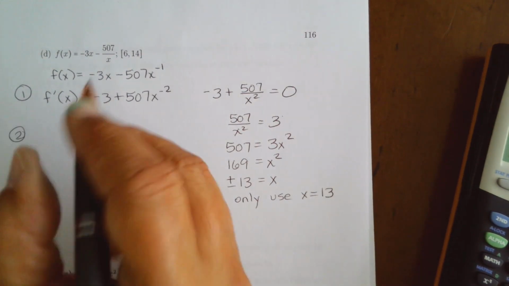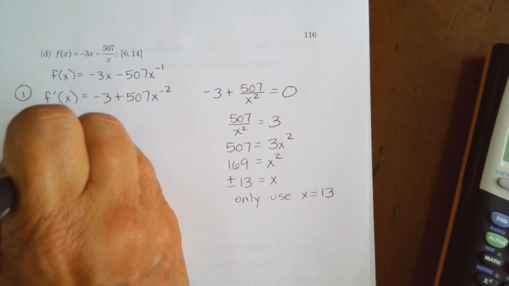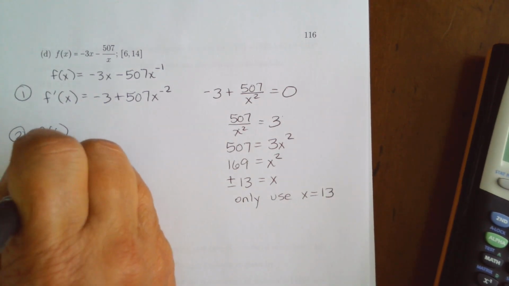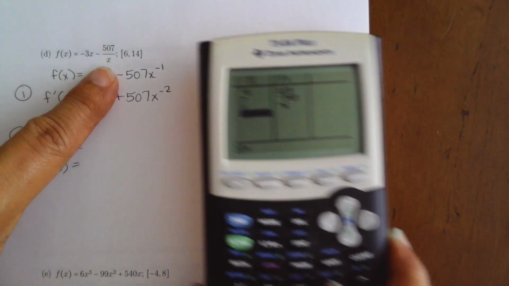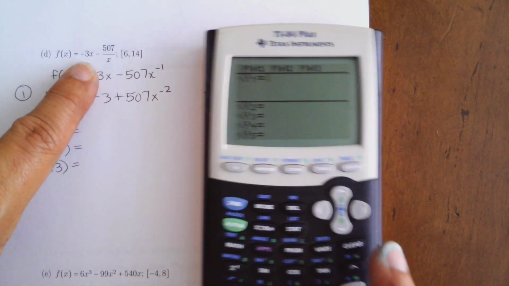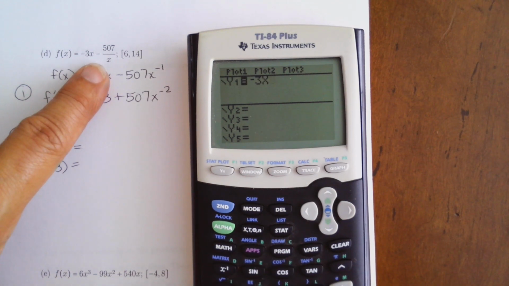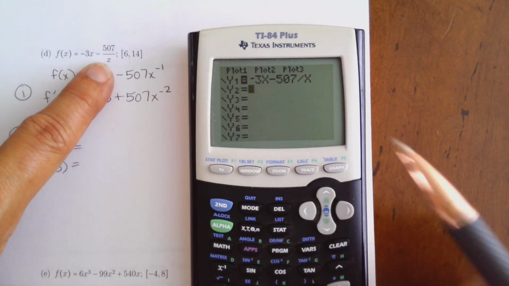Step 2 is to find the function values of the endpoints. So find f of 6, f of 14, and find the function value of any critical number. Okay? All right, so again, I'm going to plug this into my calculator. I could work it out. I know you guys would rather not. I'd rather not. There's no reason to. We got a calculator. So negative 3x minus 507 divided by x. Okay. I don't need parentheses around that because it's going to do the division first, so I should be fine.